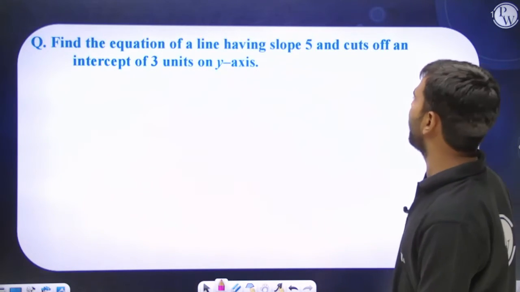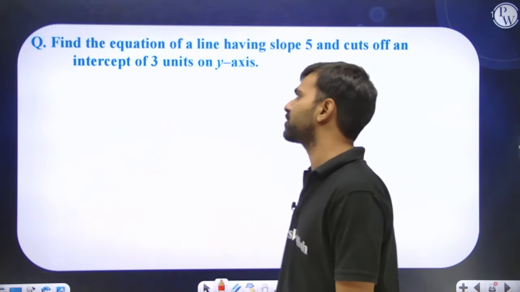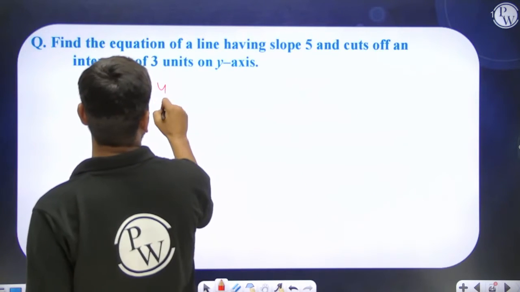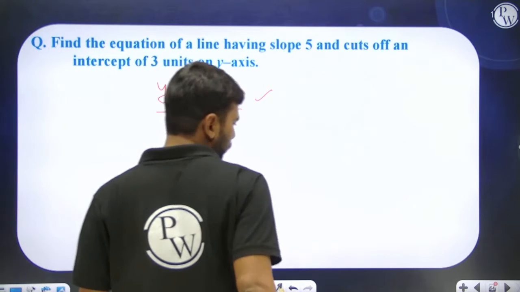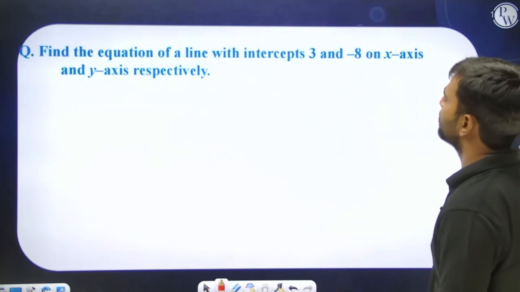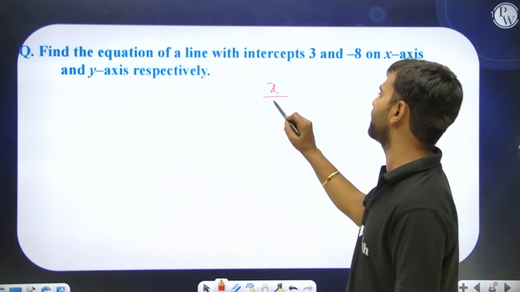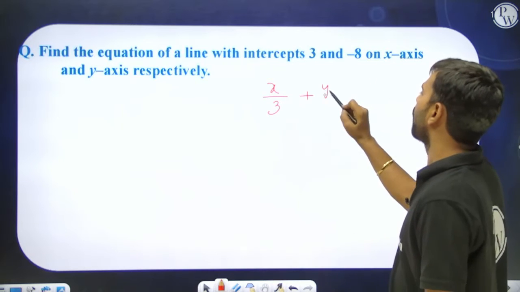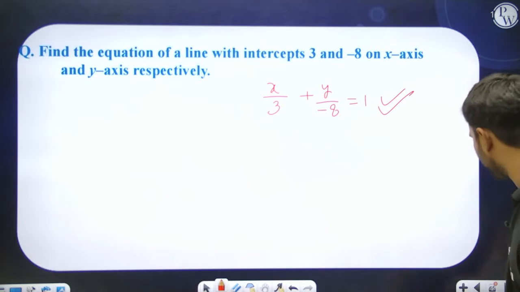Find the equation of the line having slope 5 and cutting off an intercept of 3 units on the y-axis. So we can say that the line is going to be 5x plus 3. The y-intercept is given as 3, meaning the value of c is 3. That's why the line can be written like this. Find the equation of the line with intercepts this and this on the x-axis and y-axis respectively. So the line can be written as x by x-intercept plus y by y-intercept equal to 1.